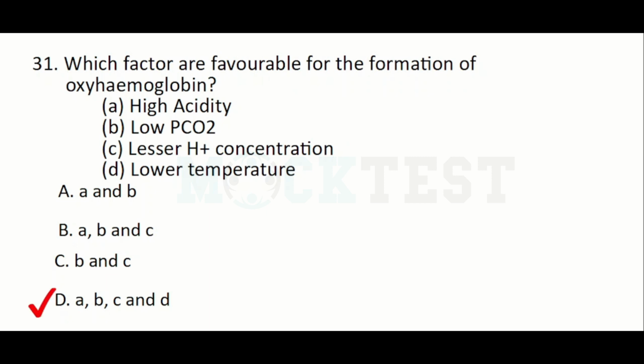High acidity, low PCO2, lesser H plus concentration, lower temperature: all are favorable factors for the formation of oxyhemoglobin.